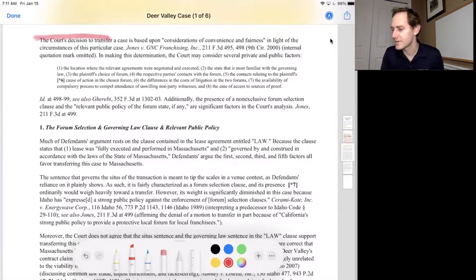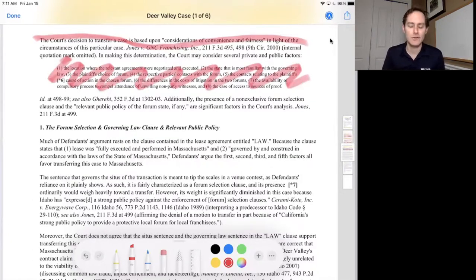All right. Okay, and then this is where things get really important. The court's decision to transfer a case is based on considerations of convenience and fairness. And then here are the important considerations that a judge has to weigh to determine whether or not to move it or not. You can see here the locations where the relevant agreement were negotiated and executed. Where did that happen? Remember, the contract says that it happened in Massachusetts, but the judge is going to call baloney on that.